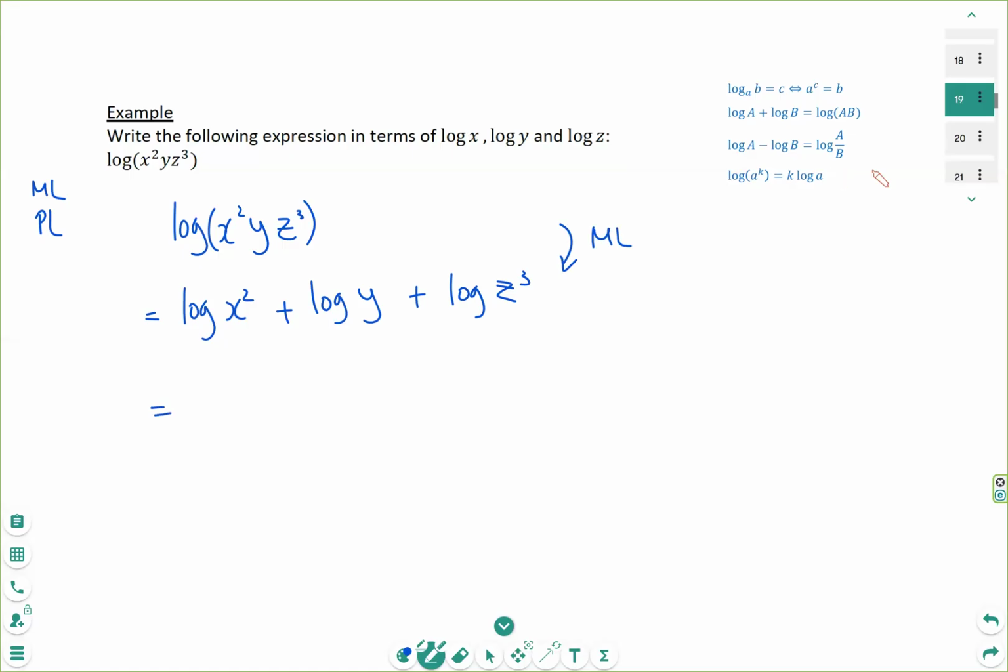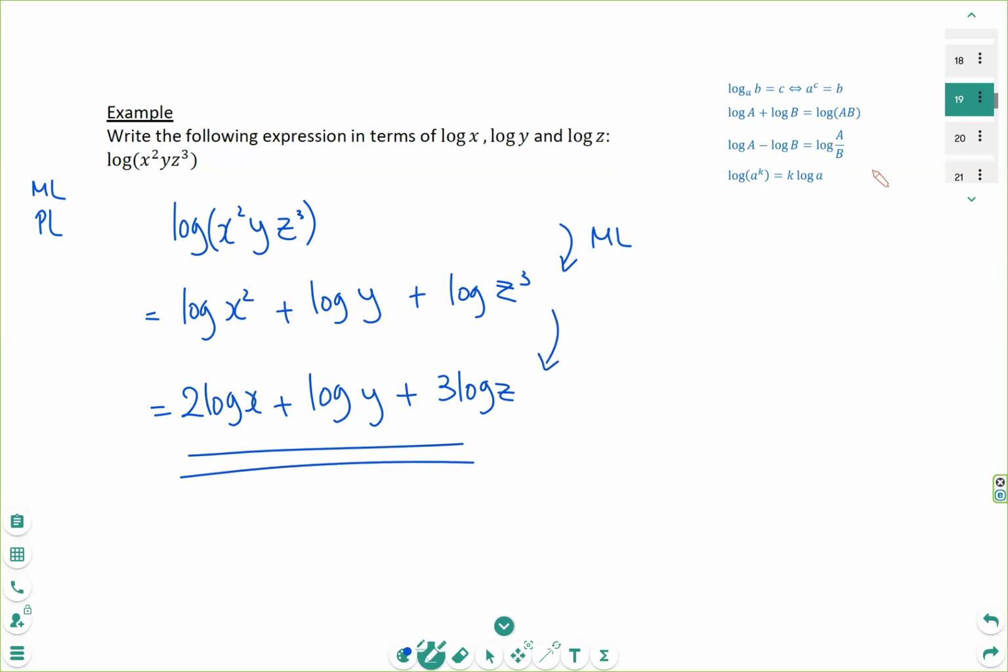Next I see a square in there, so I can bring it in the front. So 2 log x. Log y is nothing, can't do anything else. Plus log y, and the 3 can come in the front, 3 log z. That's the answer. So this step is the power law. We're going to use these a lot later on when it comes to solving equations.